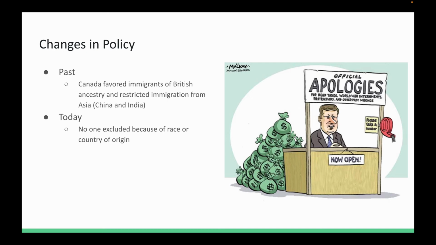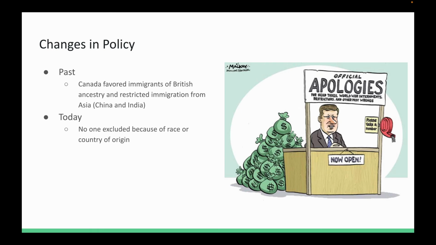So in the past, in Canada, we always favored immigrants of British ancestry. And unfortunately, Canada restricted the immigration of many countries in Asia, like China and India. Fast forward to today, and no one is excluded because of their race or their country of origin. But it wasn't always like that, unfortunately. Like it says here, in the past, we favored immigrants of British ancestry while restricting immigrants from China and Asia.